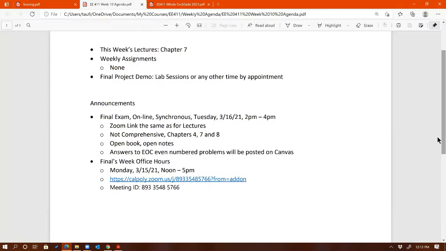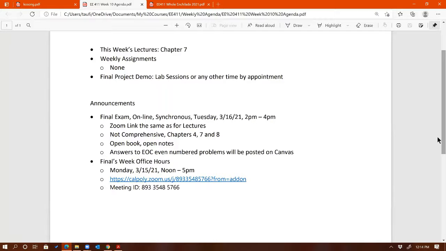Not comprehensive. It's going to cover chapters 4, 7, and 8. Let me double check on that one. Chapters 4, 7, and 8. Is that right? Let's see. 4, 7, and 8. Yes. Okay. It's open book, open notes, and I'll provide answers to the even-numbered end of chapter problems on Canvas.